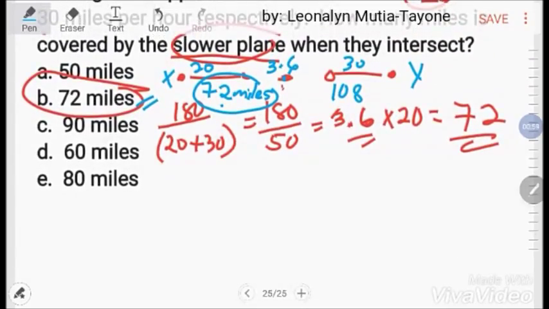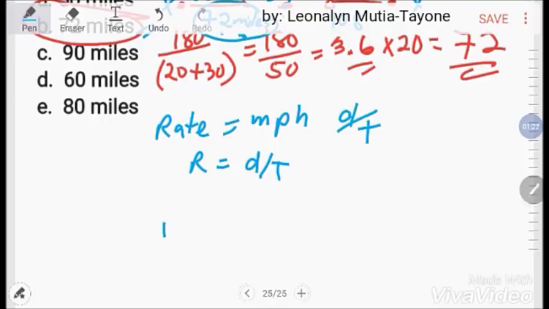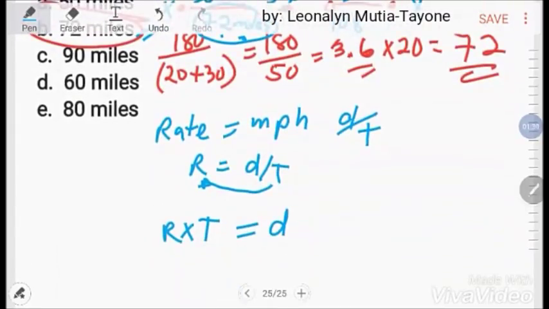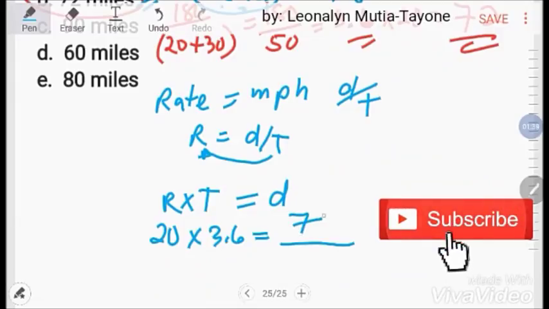Para mas maintindihan pa lalo, pag sinabing rate, miles per hour, ibig sabihin distance over time. So, ang formula is rate equals distance over time. Mayroon na tayong oras, 3.6. Distance ang hinahanap. So, si rate times time, i-transpose mo, equals distance. Ang rate mo ay 20. Ang time mo ay 3.6. So, yan na yung distance na hinahanap natin, which is 72.